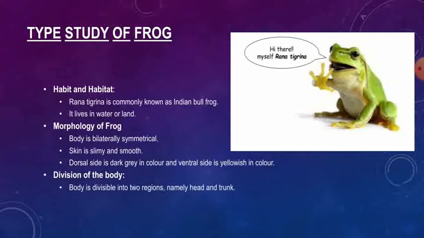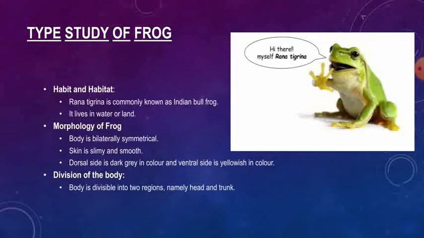So let us know about the habit and habitat of the frog. Rana tigrina is commonly known as the Indian bullfrog, and it is carnivorous in habit. As for habitat, it lives in water or land.